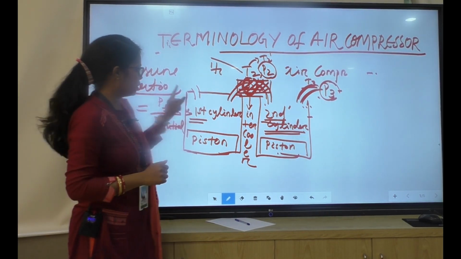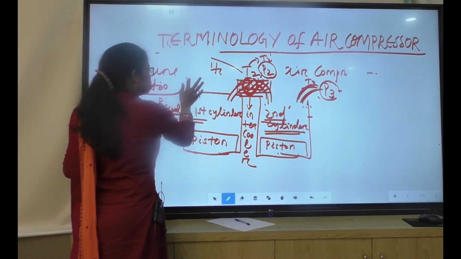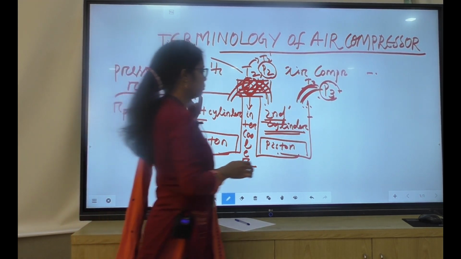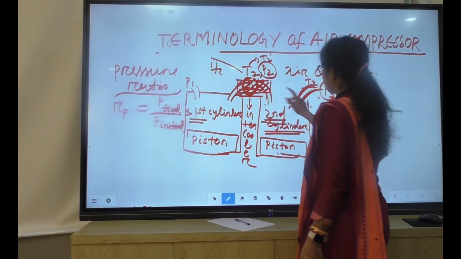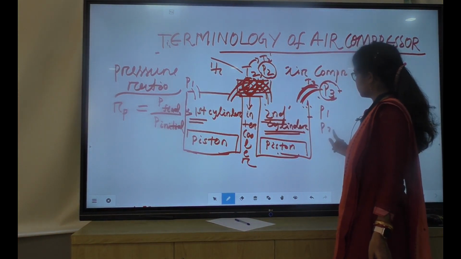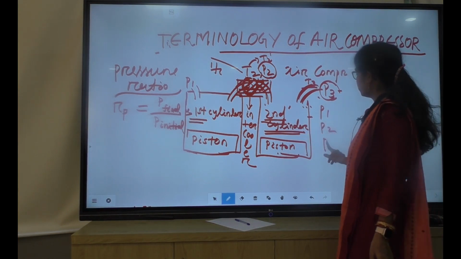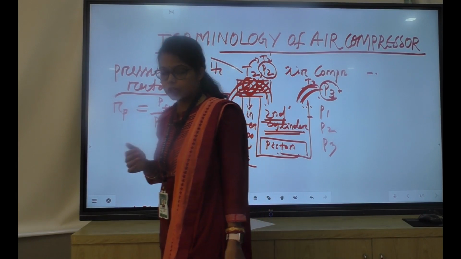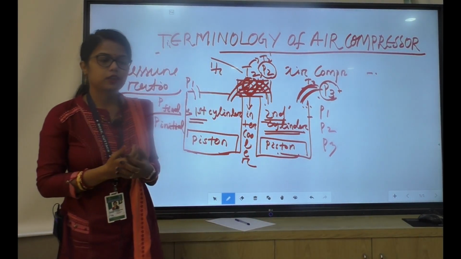Here we are using two cylinders. How many types of pressures are there in multi-staging? In the two stage air compressor, there are three types: one is P1, one is P2, another is P3. And what is P1? P1 is the initial pressure.